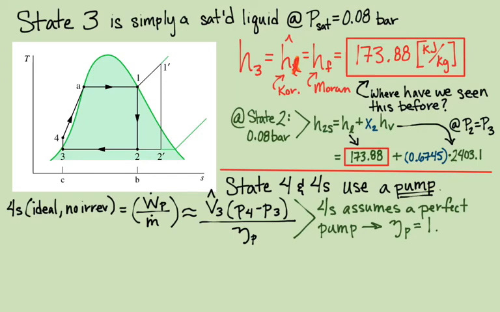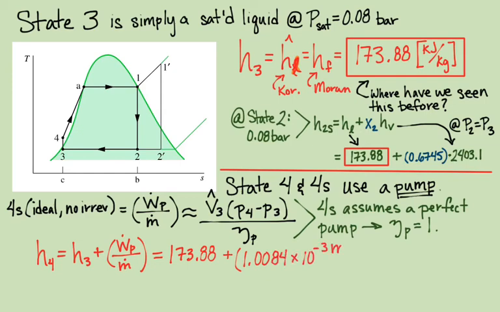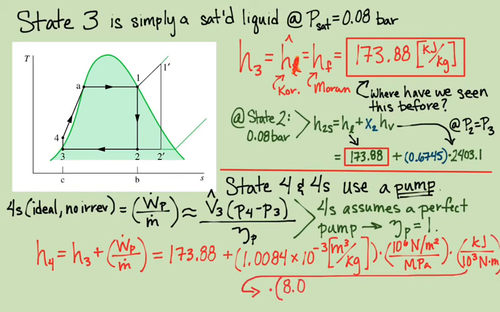So let's look at this. State H4 is going to be equal to state H3 plus the amount of work done by the pump. So I'm going to have an H3 value of 173.88 kilojoules per kilogram, and I'm going to add the 1.084 times 10 to the minus 3 meters cubed per kilogram value. Now that value alone, that's going to be in the table. I'm going to look up V3, and I will get a value in terms of cubic meters per kilogram.